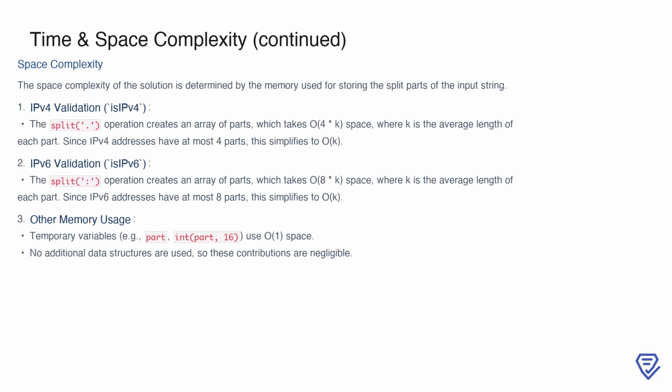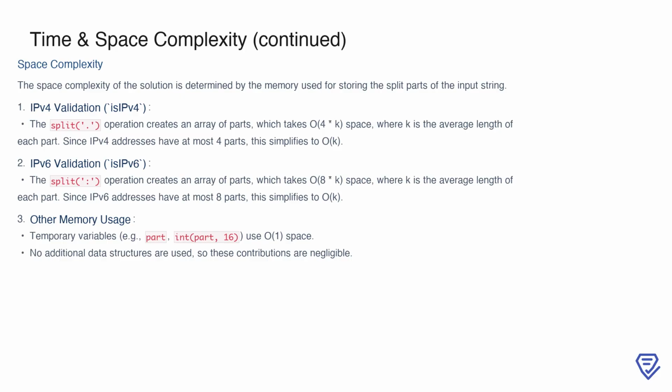For IPv4 validation, splitting the string into parts using split creates an array of up to 4 parts, with each part requiring O(k) space, where k is the average length of a part. This results in an overall space complexity of O(k) for IPv4. Similarly, for IPv6 validation, the split operation creates an array of up to 8 parts, and with each part also requiring O(k) space, the space complexity here is O(k) as well.